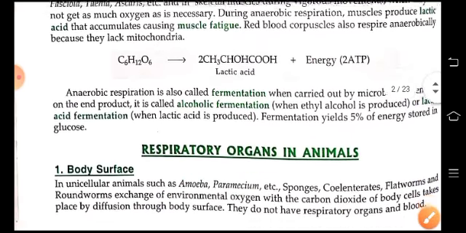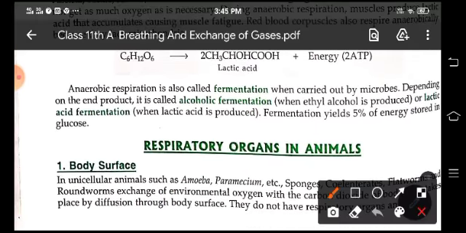Now this anaerobic respiration is also known as fermentation when it is carried out by microbes. Depending upon the end product, it is known as alcoholic fermentation when ethyl alcohol is produced, or lactic acid fermentation when lactic acid is produced. Fermentation yields 5% of energy stored in glucose.